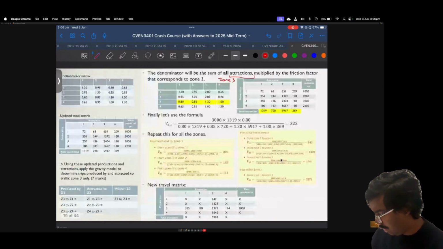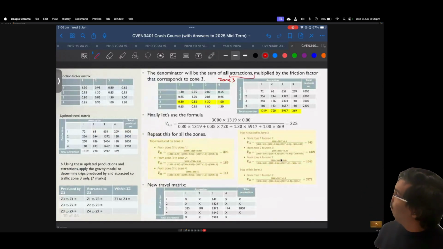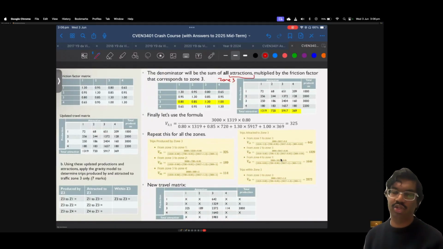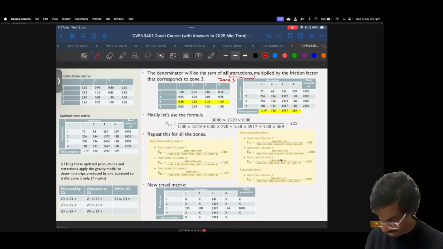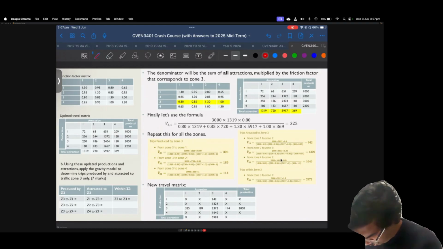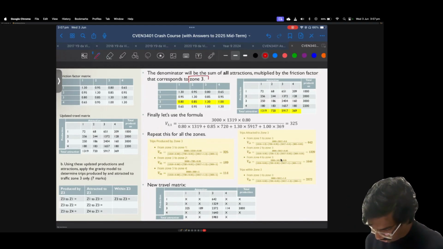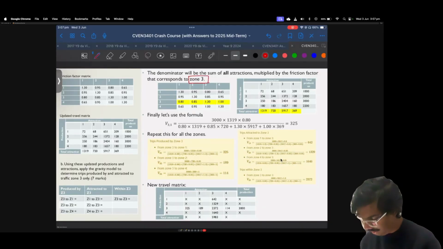That would be mean. So one thing that really tripped me up was, you just really take the time to understand attractions and productions and which one's which. Okay. In this case, we're doing, sorry, it'll be zone... Wouldn't it be one? Yeah. Sum of all attractions. Yeah, that's fine. Multiplied by the friction factor that corresponds to zone 3. So be careful about which one it corresponds to, okay?